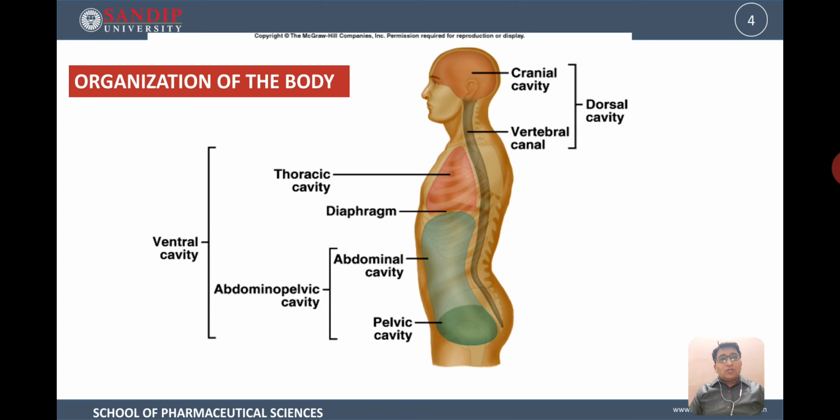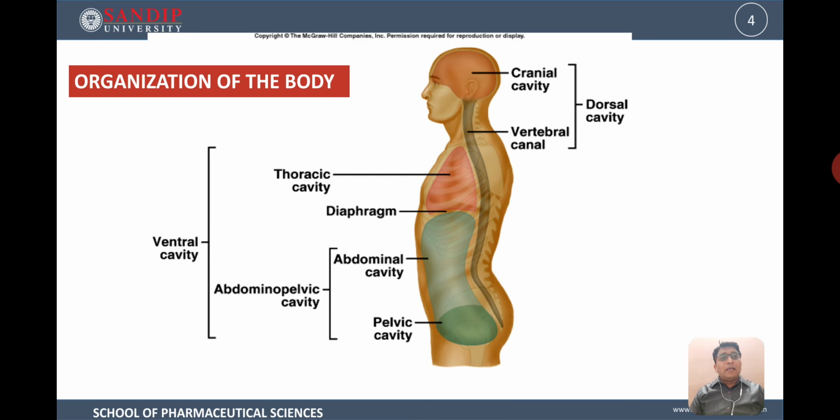Then the thoracic cavity. First one is the thoracic cavity, with the diaphragm. Below the heart there is a part which is known as the diaphragm. Then the abdominal cavity and pelvic cavity. Abdominal cavity and pelvic cavity are combinedly known as the abdominopelvic cavity.